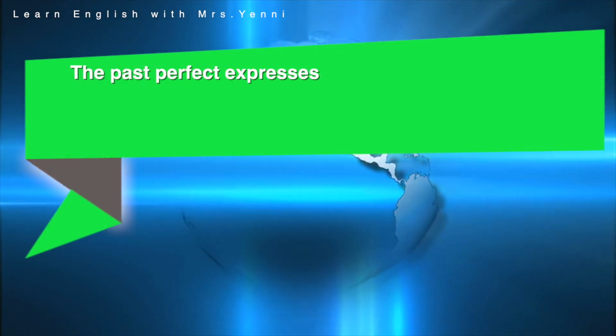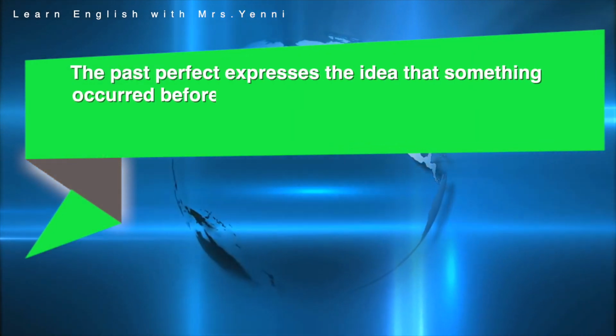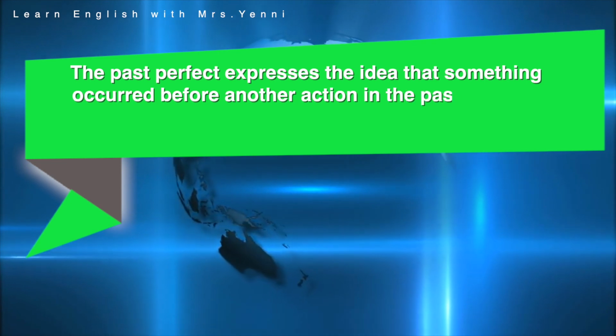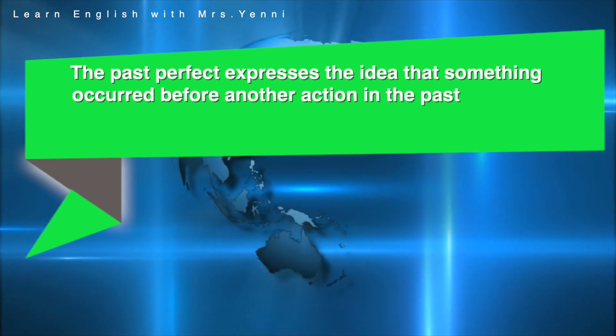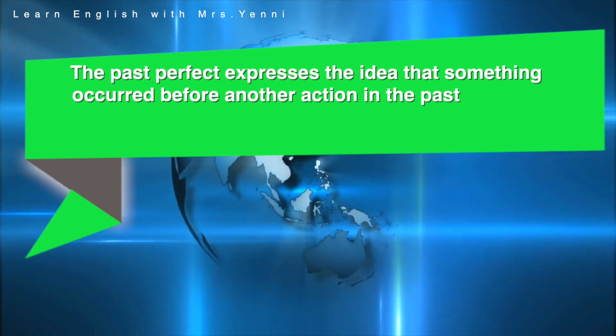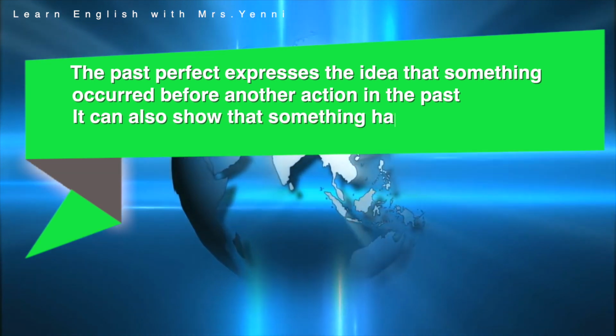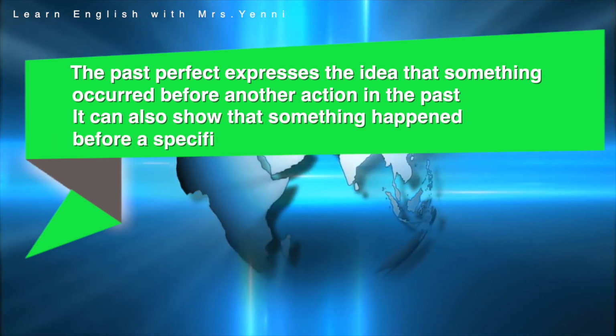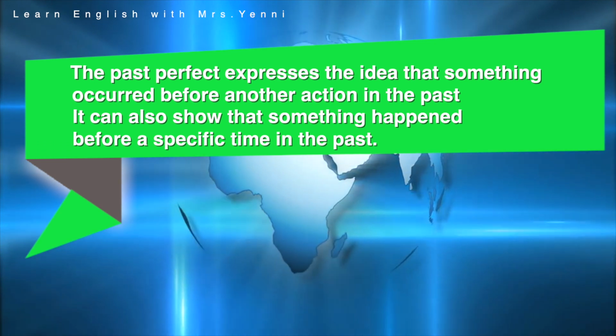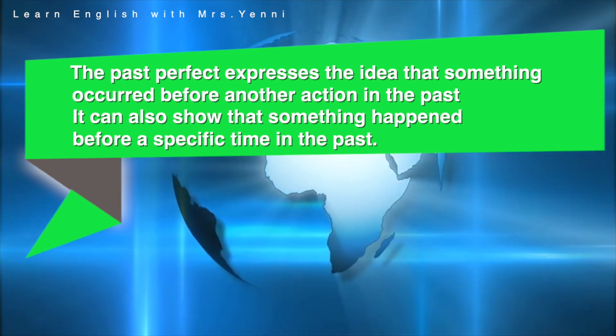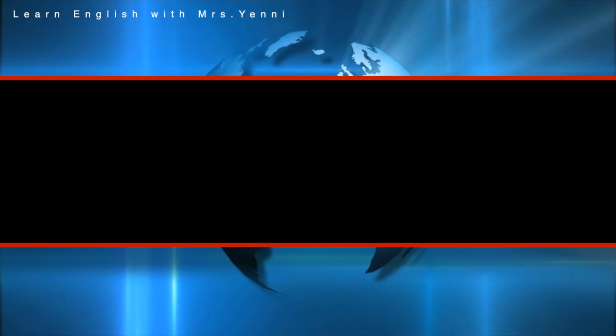The past perfect expresses the idea that something occurred before another action in the past. So past perfect happened before the past simple. It can also show that something happened before a specific time in the past. Okay, I'll give you another example.